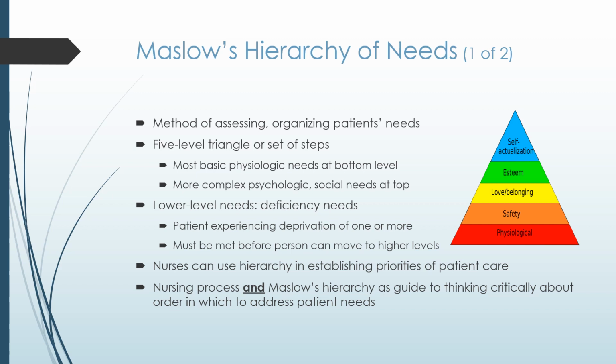Maslow hierarchy of needs. This is not new. This is a review. We always first start with prioritizing care based on ABCs, first and foremost. Then we go to Maslow hierarchy of needs. And think about that. Look at the triangle here. At the bottom, physiological, safety, love and belonging, esteem, self-actualization.